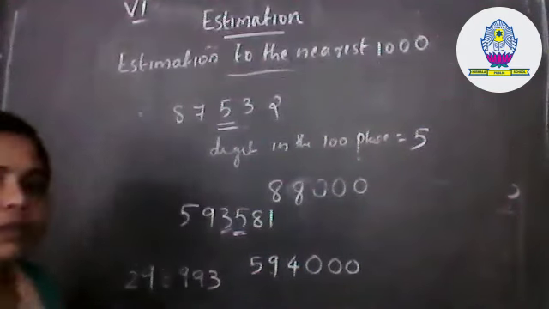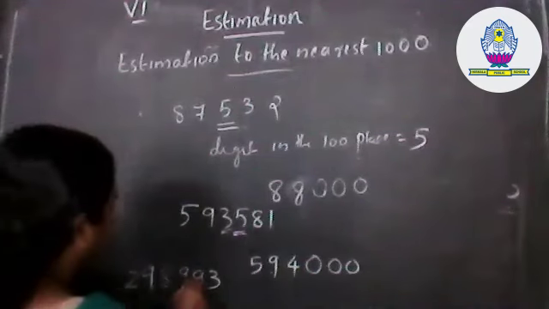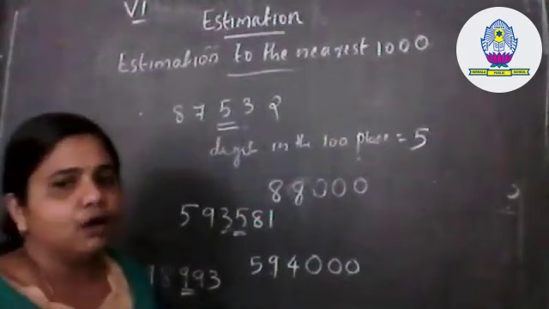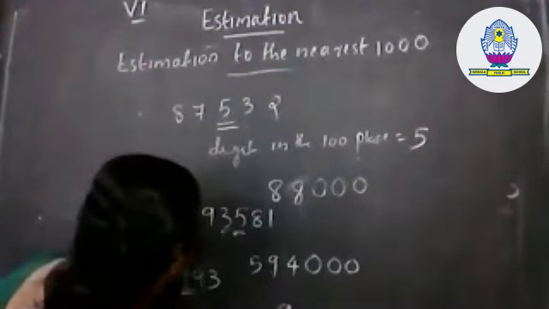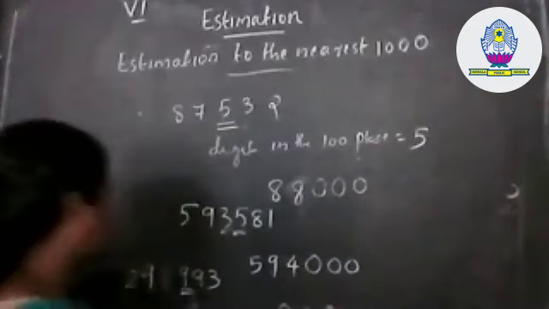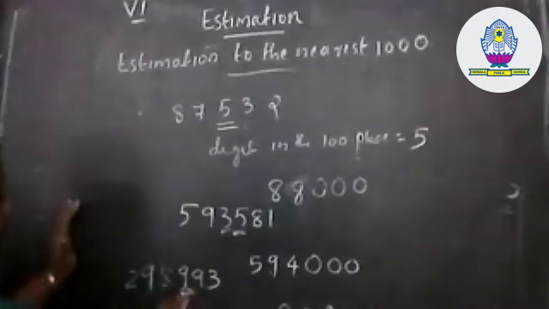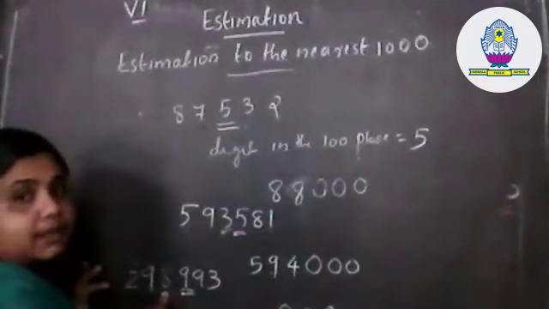The next one is 2,98,993. Here the digit in the hundreds place is 9, which is greater than 5. So the last 3 digits become 0. That is 993 becomes 000, and the digit in the thousands place is increased by 1.